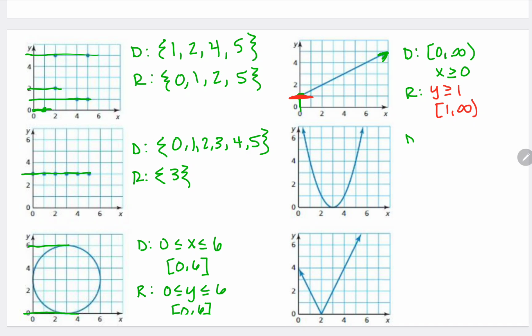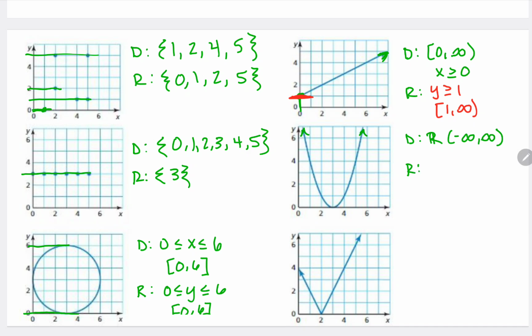Next one, my domain is all real numbers. We can just write it like this, fancy R, or in interval notation, that's everything from -infinity to +infinity. Every number is included. The arrow points to the left forever and to the right forever.